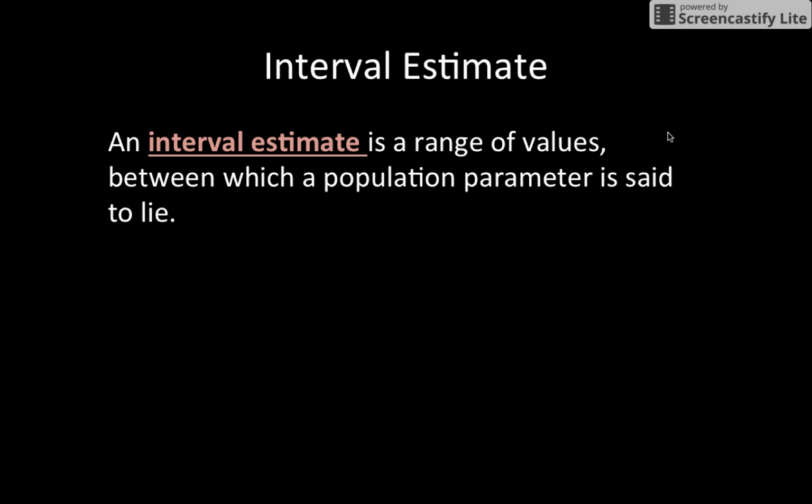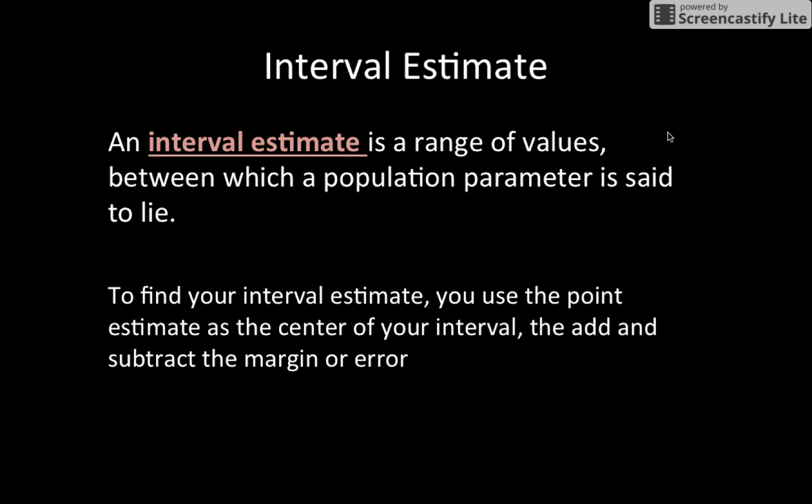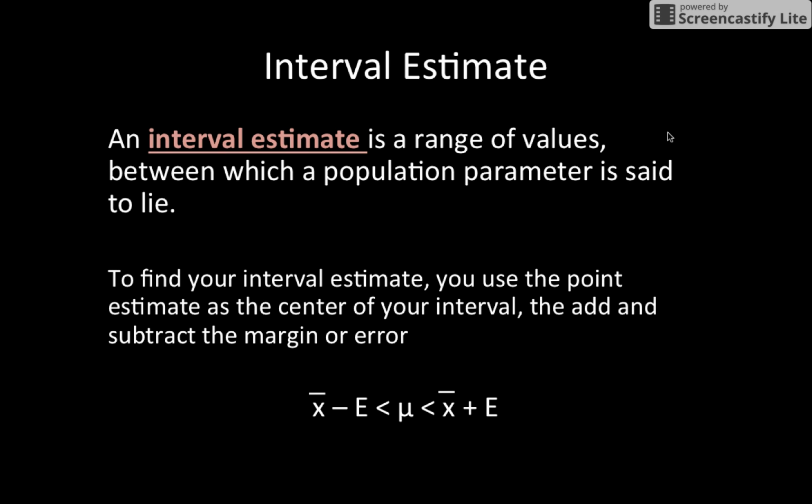An interval estimate is a range of values between which a population parameter is said to lie. To find your interval estimate, you use the point estimate as the center of your interval and add and subtract the margin of error. So you have x bar minus your margin of error, and then you have x bar plus your margin of error.